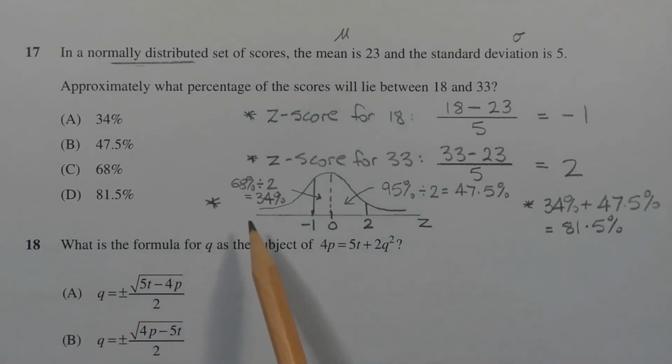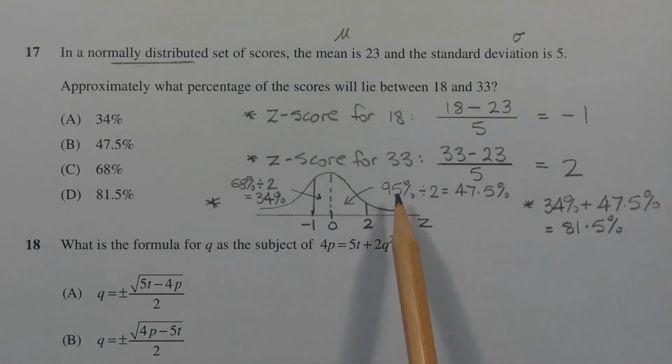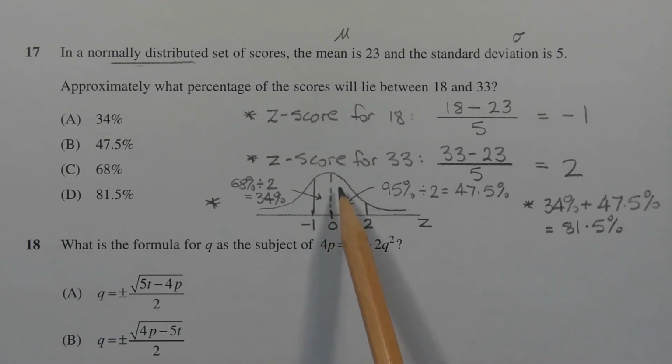Using the fact that the normal distribution is symmetrical about z equals 0, which corresponds to mu, and applying the empirical rule, we know that around 95% of scores lie between a z-score of -2 and +2. That means half of those 95% of scores will lie between z equals 0 and z equals 2. So around 47.5% of scores will lie in this region.